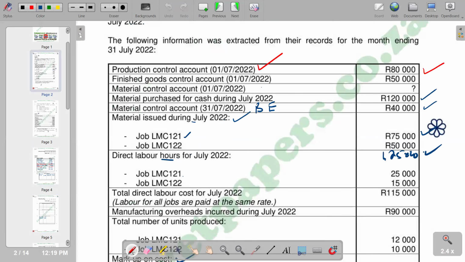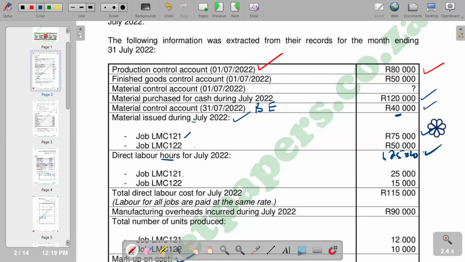40,000. And then from there, we've got the material issued that we have just entered. Then we've got direct labor hours. We'll check in terms of our direct labor hours. Remember, we're given it as a number of hours, and we said the total direct labor cost given beneath that is 115,000.